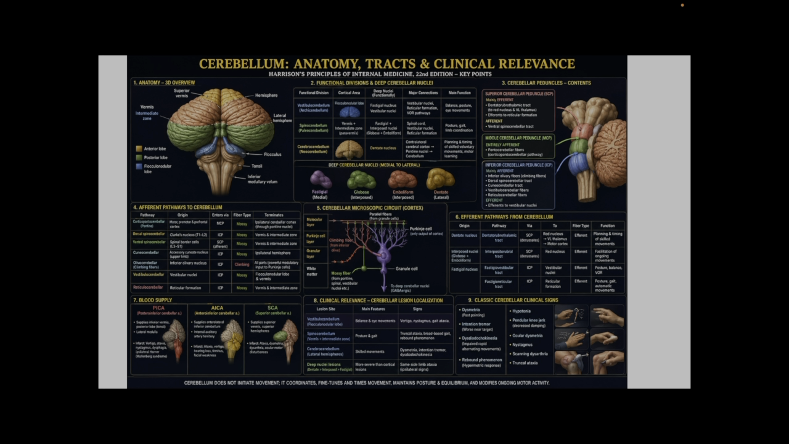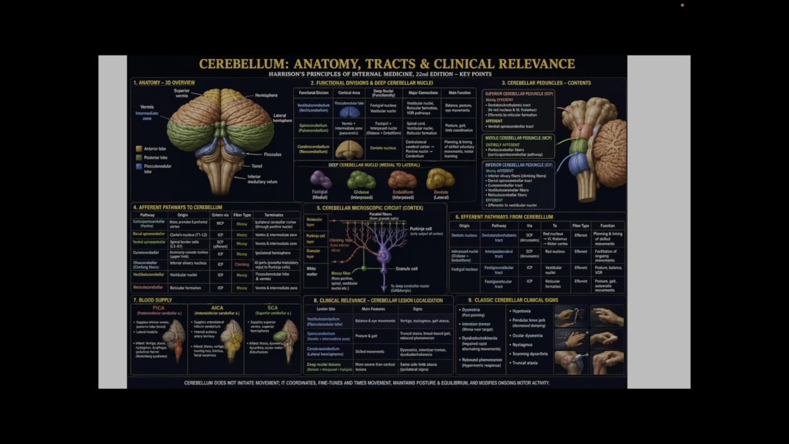Mossy fibers synapse on the granule cells whose parallel fibers activate Purkinje cells. Climbing fibers from the inferior olive directly activate the Purkinje cells.